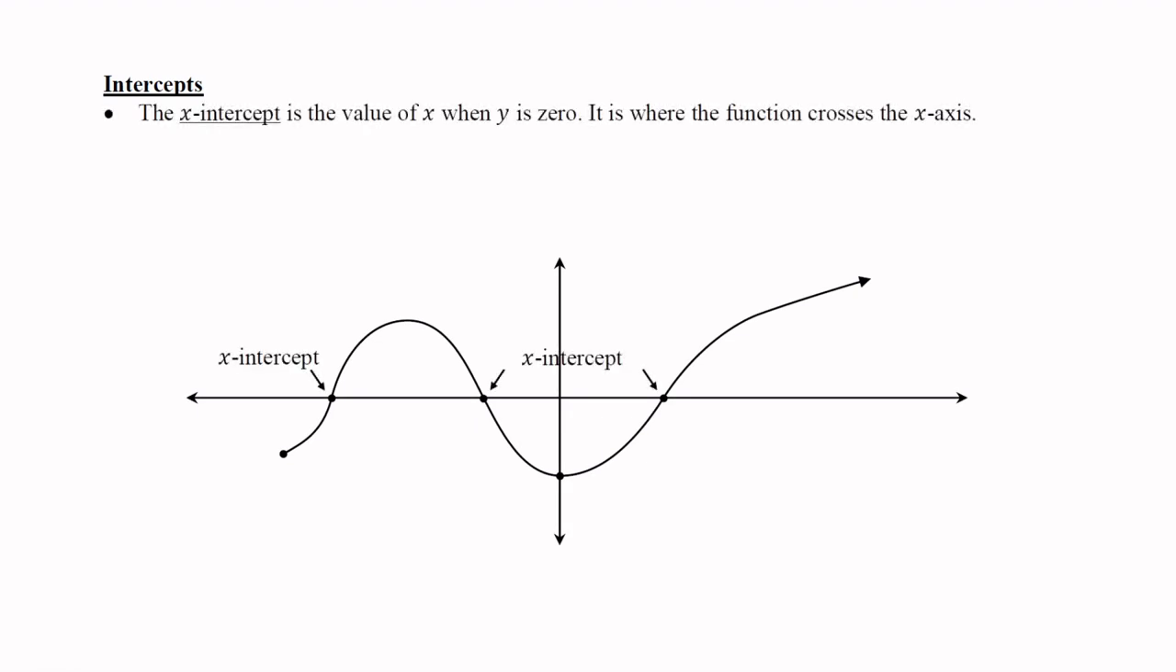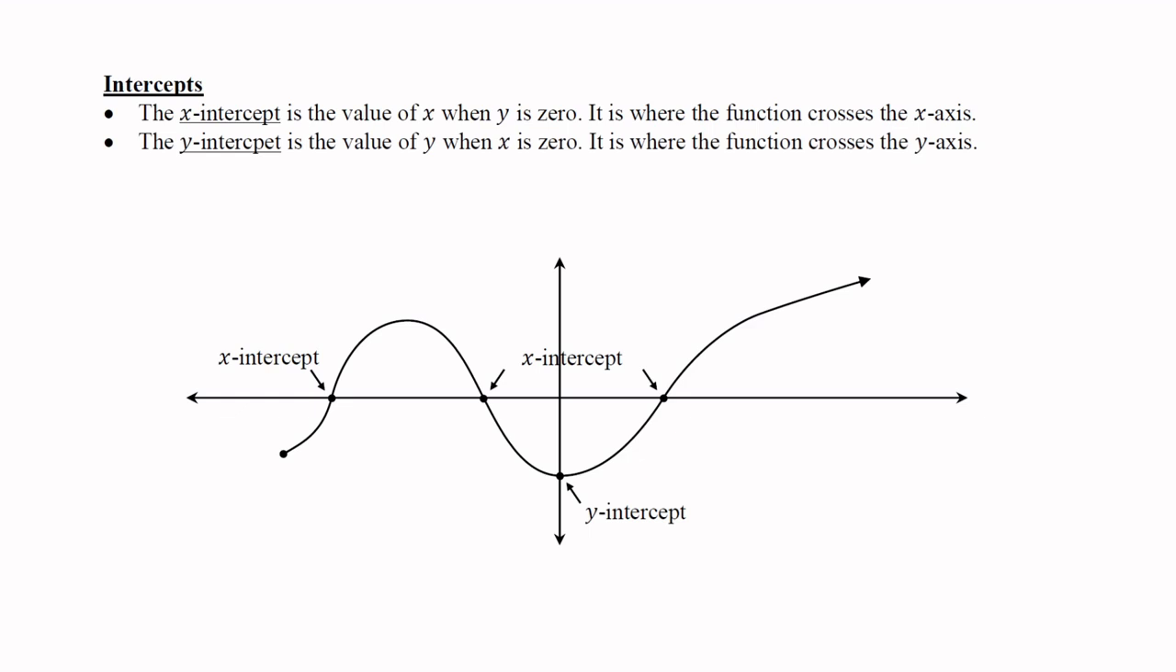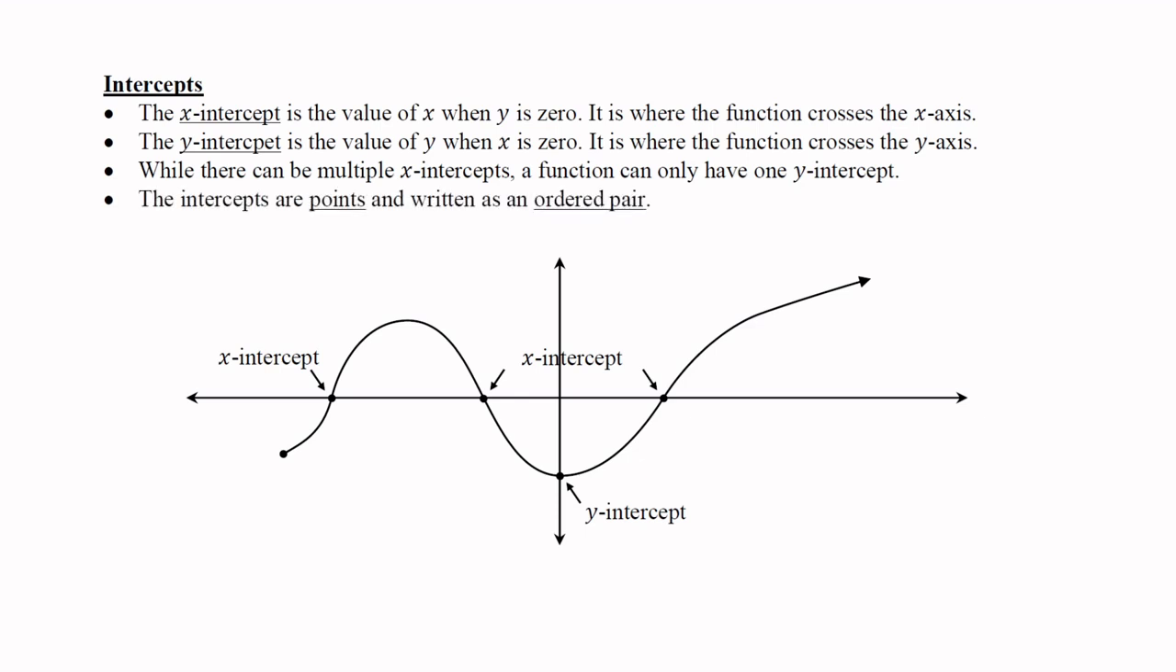The next key feature are the intercepts. The x-intercept is the value of x when y is 0. It is where the function crosses the x-axis. The y-intercept is the value of y when x is 0. It is where the function crosses the y-axis. In this graph, we have 3 x-intercepts and 1 y-intercept. There can be multiple x-intercepts, but a function can only have one y-intercept. The intercepts are points and written as an ordered pair.